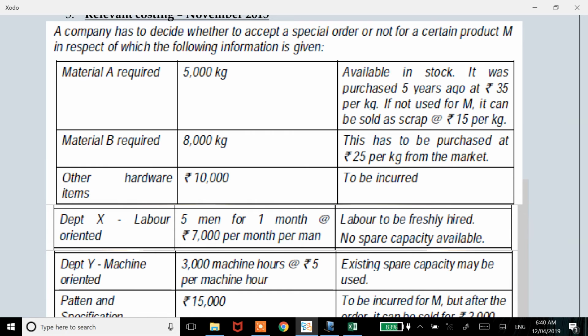You can keep writing it. I'm not doing it on the board, so let me know if there's a doubt. 5000 into 15 is material A. Material B is 8000 into 25.